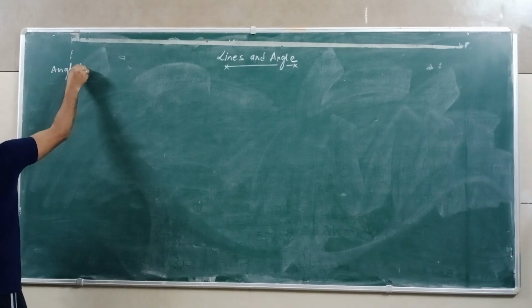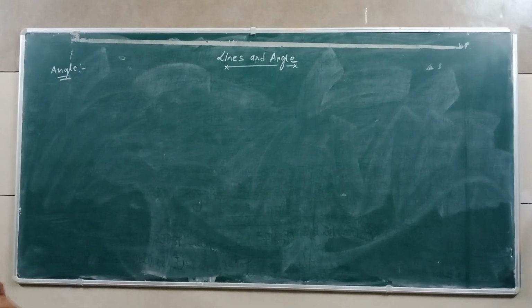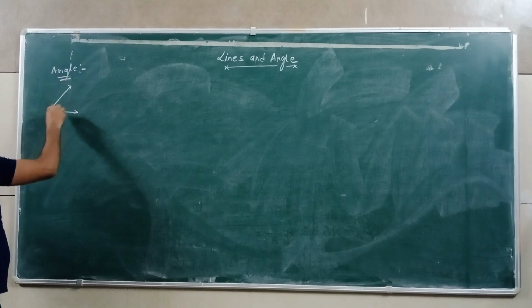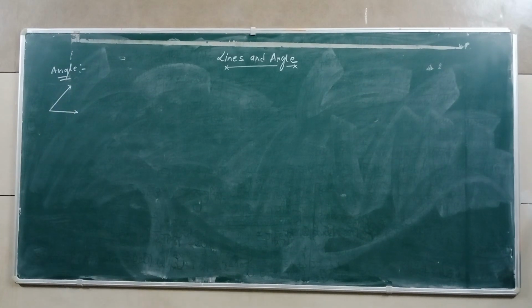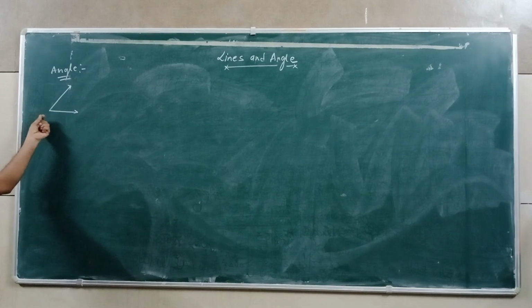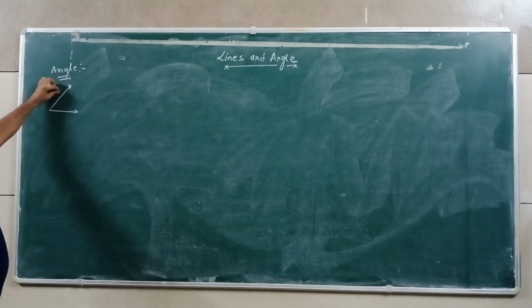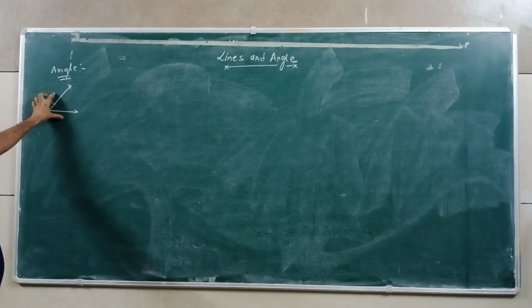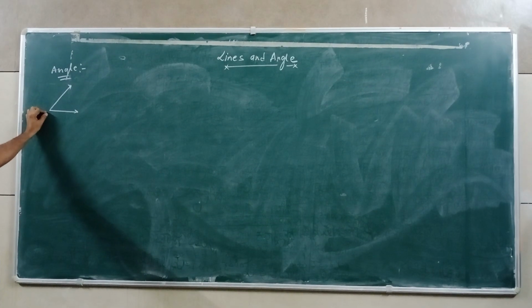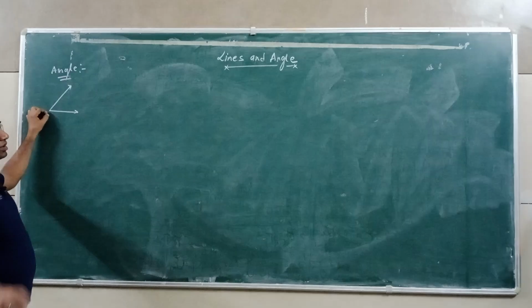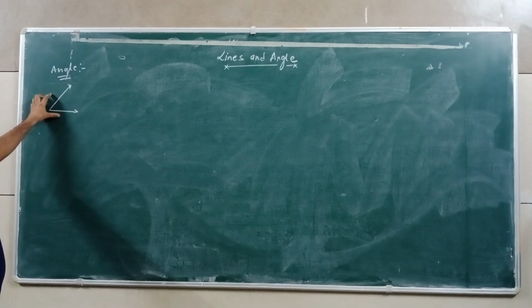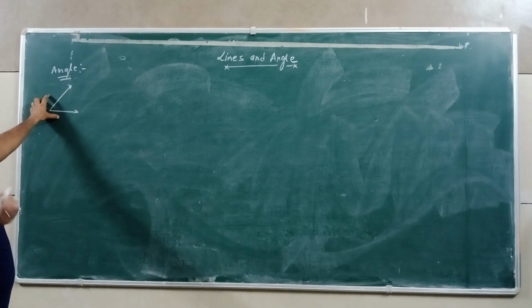Now see angle. How will you define the angle? First of all, I make the figure. See, this is an angle. In this, there are two rays. One ray is this and one ray is this. Both rays have one common endpoint. Then how will you write? Two rays having a common endpoint form an angle.